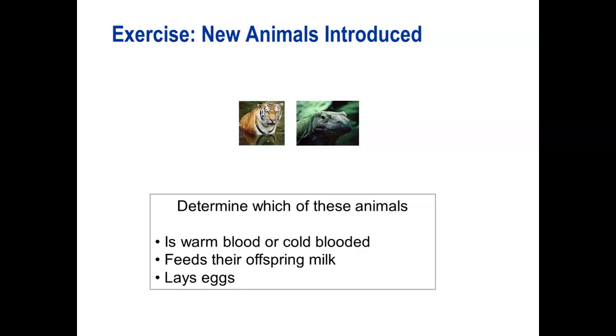What if I owned a zoo and two new animals came in, a tiger and a Komodo dragon? And let's say I don't know anything about these animals. Okay, I don't know anything about tigers and I don't know anything about Komodo dragons. The question I would have is, which one of these animals is warm-blooded and which one is cold-blooded? Which one feeds their babies milk and which one lays eggs?